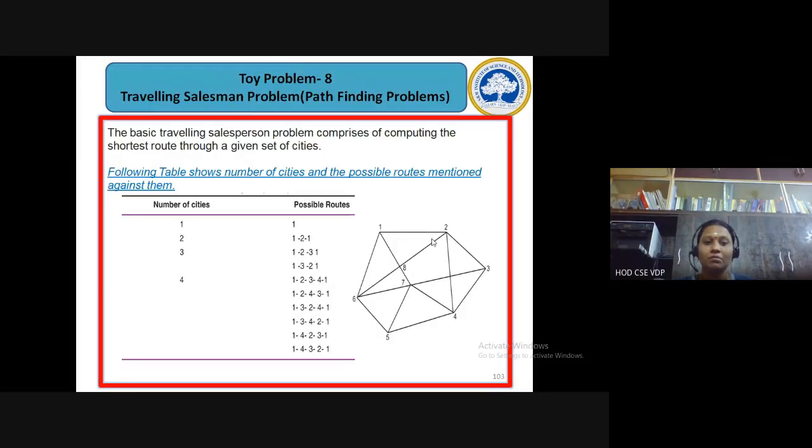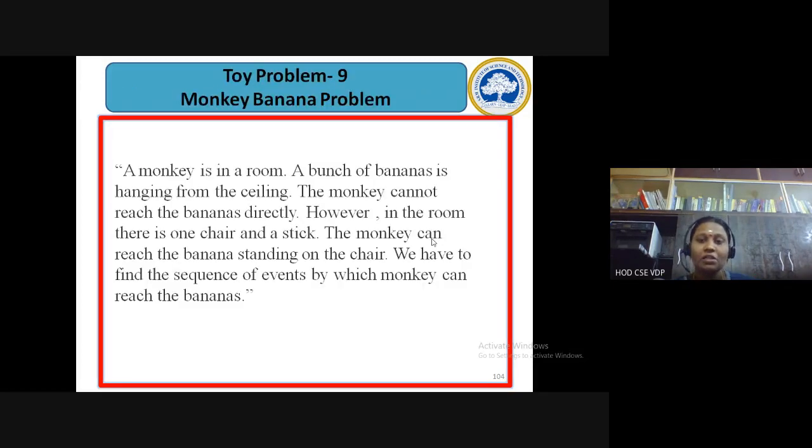That is your traveling salesman problem. I'll post one small graph in the assignment GCR. There you can solve it and let me know whether you can find a solution or whether it is not possible using the lexicographic approach, right? Then the final toy problem is a very easy problem, which is the monkey banana problem.